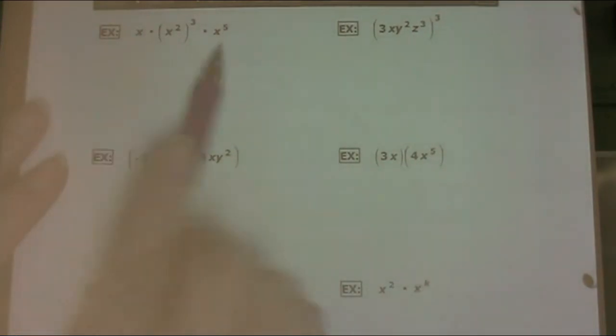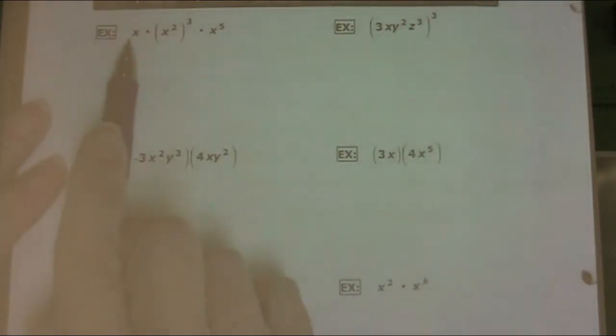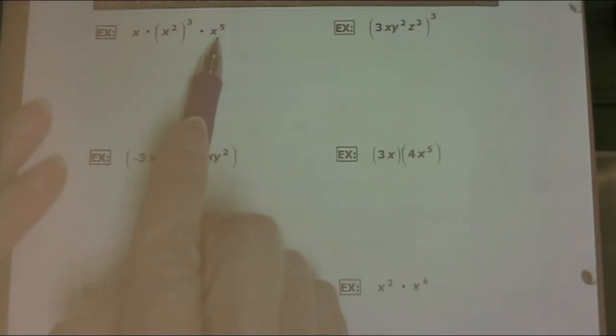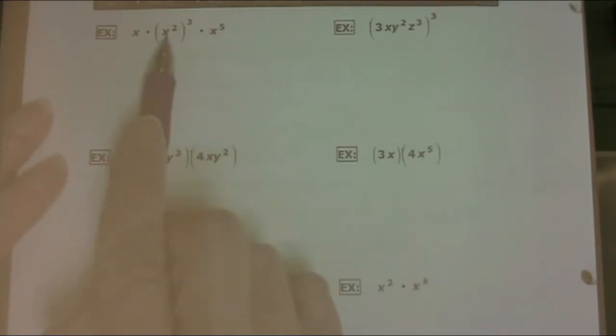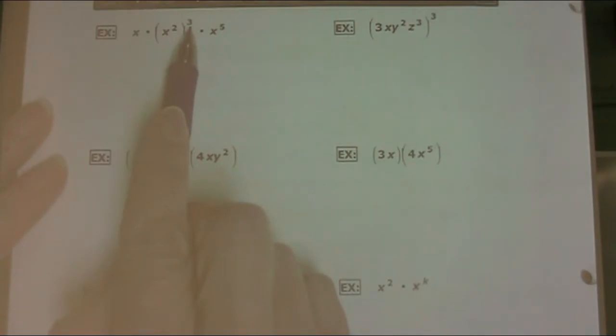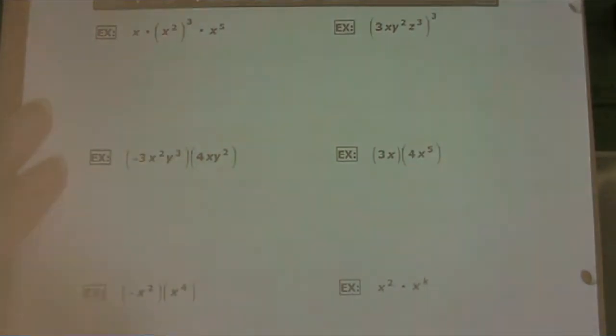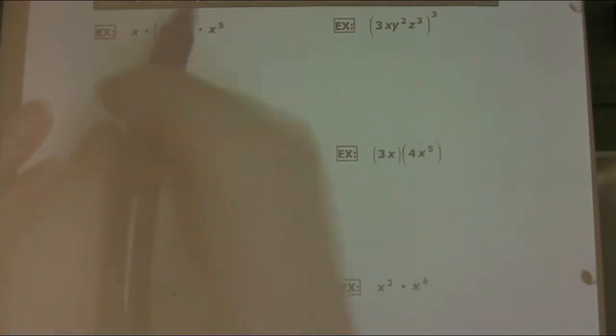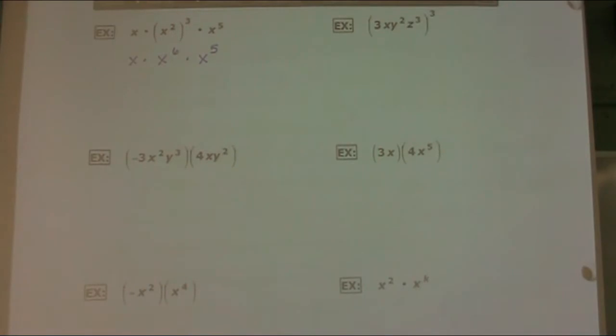Now here, I've got multiple things to do. I've got to multiply this and this and this, and that's going to take the product rule. But I also have here what we call a power of a power, which is a power inside the parentheses and a power outside the parentheses. If you have both rules, do the power rule first. So the first thing that we're going to do is this. So this will give me x times x to the 2 times 3, which is x to the 6th, times x to the 5th. And now I'm going to use the product rule.